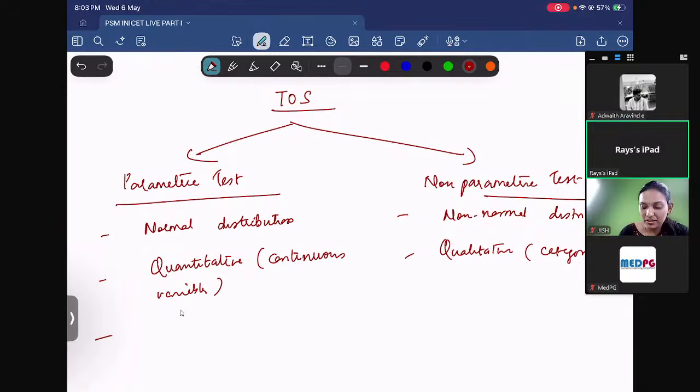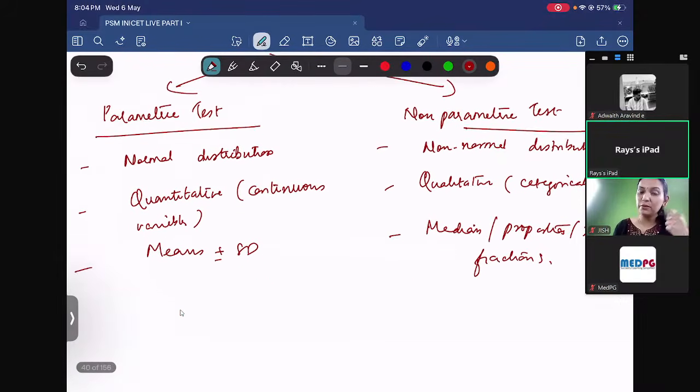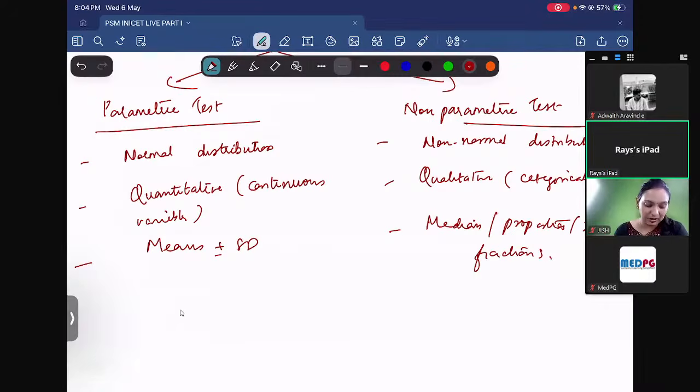And if it's quantitative data, or we're talking about a parametric test, what will be the measure of central tendency? You will have to go for a mean. Usually the mean plus or minus standard deviation would be the measure. But in case of qualitative categorical data, you go for median, or more commonly for proportions, percentages or fractions. All these things you go for a non-parametric test. Which one will be more statistically powerful? Of course, your parametric test will have a higher statistical power.